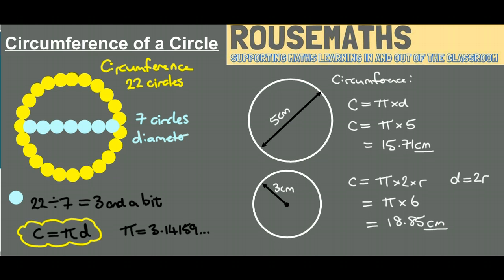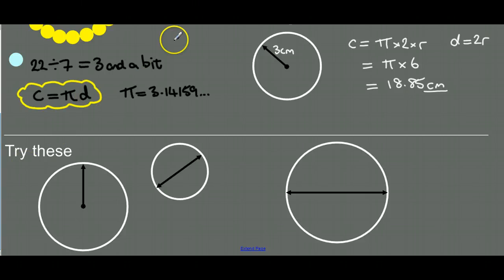I suggest at this point you pause the video and you have a go at these ones once I've given you the relevant dimensions. So this one here is 7 centimeter radius. This one here is a 2.5 centimeter diameter, and this one here is 11.25 centimeter diameter. Have a go at these and I'll show you how to do them in a moment.